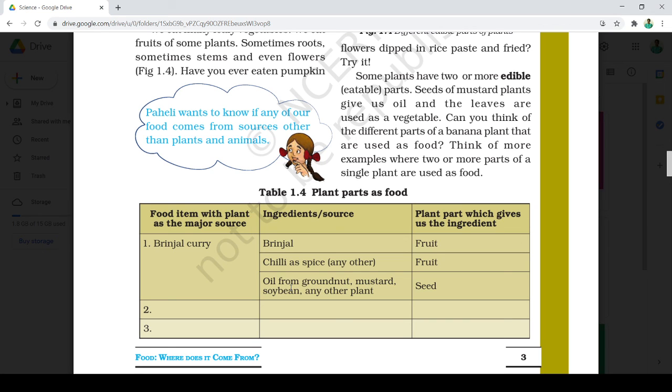Food item with plant as the major source. Ingredients: source plant parts which give us the ingredient. So now I'm talking about the table 1.4. So we have three columns. The column headings are: first column, food items with plant as the major source. Second column, ingredients or source. Plant part which gives us the ingredient.